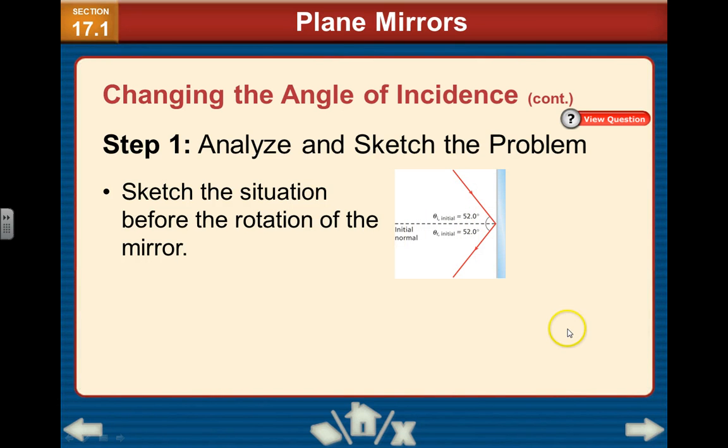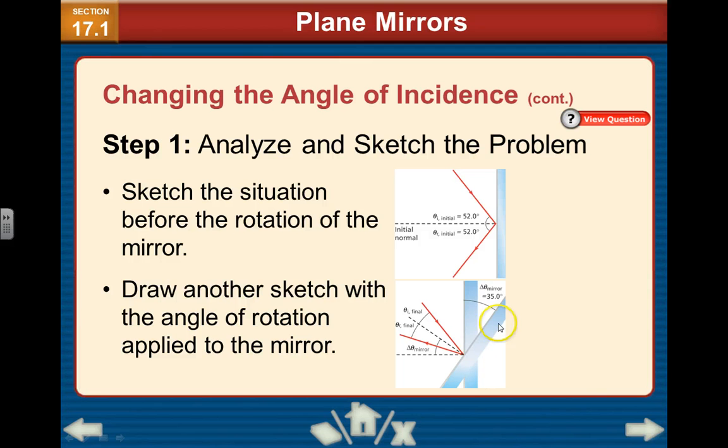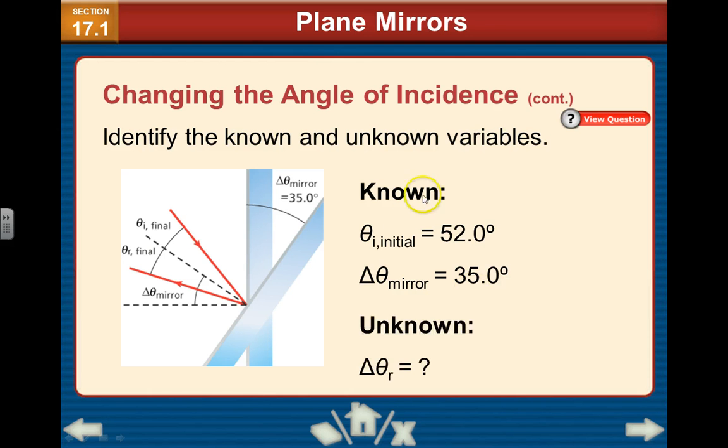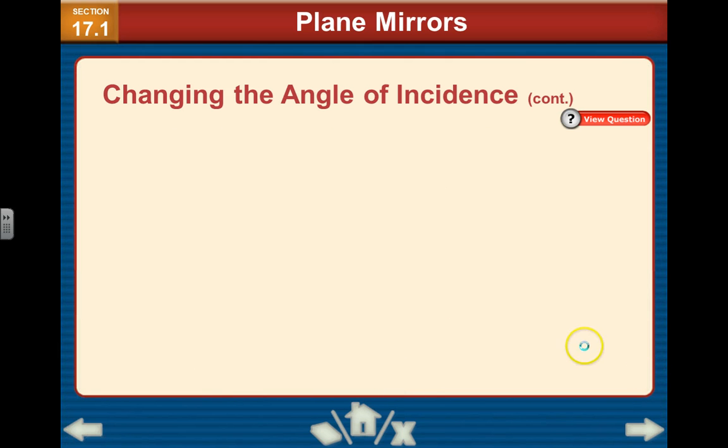So if we sketch our image here, we could see we're changing the mirror by 35 degrees. So now our incident, if this is our ray coming in here, and now this is the ray coming in here, it's obviously going to change from bouncing way down there to bouncing off in this direction. So we're going to change the mirror by quite a bit. Now this is a 35-degree angle. So we know our initial, we know how much we changed the mirror. We're trying to figure out the change in the reflection. So the change in the reflection is what we're looking for.